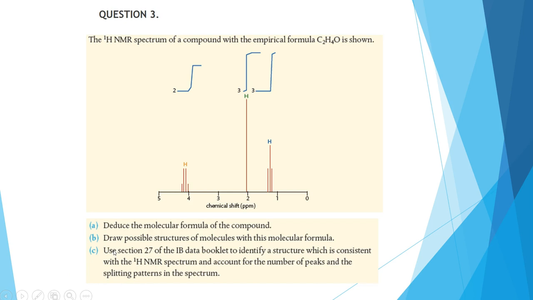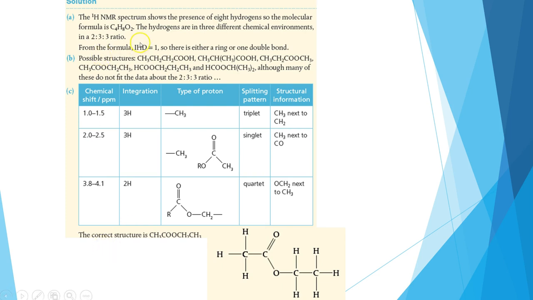Hopefully you have managed to pull out all the relevant information from this structure. If we look at the solution, we can see that it had 8 hydrogens, so it must be C4H8O2, okay, and we have a 2:3:3 ratio. We have an IHD of 1, so we must have a ring or a double bond present as well. When we draw out all the possible structures for this molecular formula, then, remembering that we have 2 oxygens, it opens up the possibility for carboxylic acids and esters, okay, we can get a number of them where we start to see straight away that the data doesn't fit some of them.